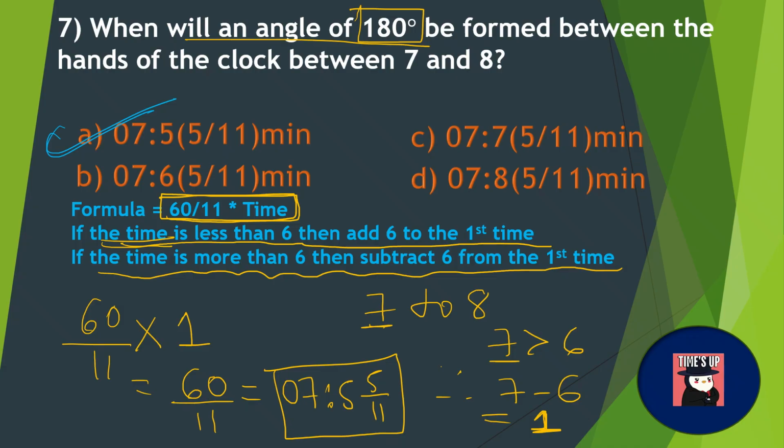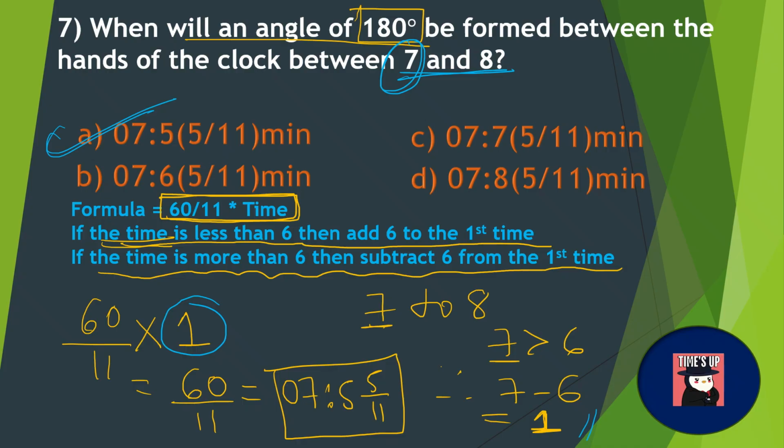Understanding? So here you will use the same formula, but you need to always compare the first time only. If the first time is less than 6, you need to add 6 to the first time. If the first time is more than 6, then you need to subtract 6 from the first time. Now, in this case, 7 and 8 was there. 7 was greater than 6, so that's why we subtracted 6 from 7. And whatever answer you get, that you need to substitute in time.